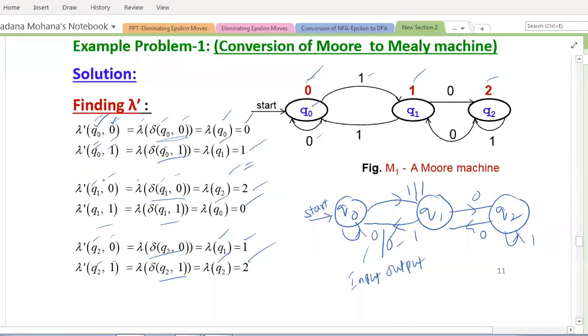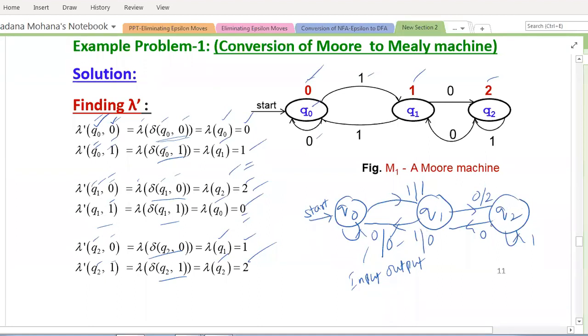Then similarly coming to the Q1 state. From Q1 on input 0, it is going to Q2. Then what is its output? Q1 on 0, output is 2. So you can represent separated by slash. Then the output is added here. Then Q1 on 1, it is going to Q naught. Then what is its output? Q1 on input 1, the output is 0. So here you can represent 1 by 0.